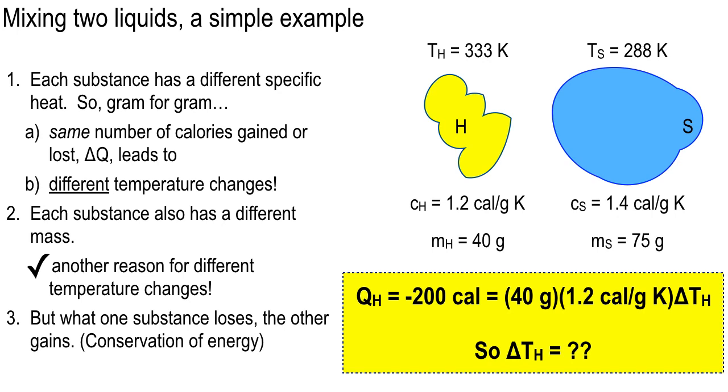So what we have to do is use the Q equals MC delta T equation, but now we're figuring out what delta T is. And delta T is going to be my initial temperature minus my new temperature. 200 calories is going to dip the temperature down, and 200 calories gained by substance S is going to heat up substance S. So we have to figure out delta T subscript S, and we're going to do that on the document camera. So let's go to the document camera for the last 15 minutes of class.